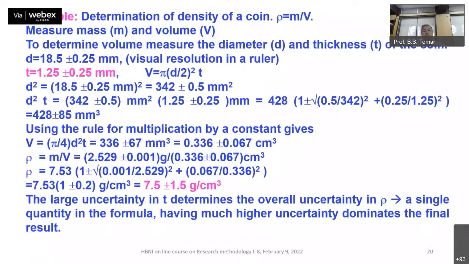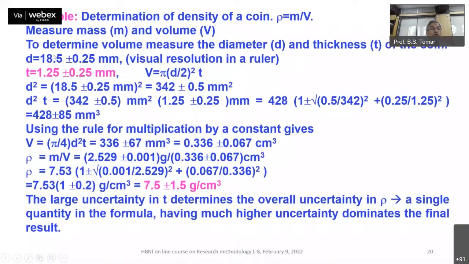I have just given one example on how to determine the error on density. So you determine the density of a coin by measuring the mass and the volume. So density rho equals mass upon volume. You measure the mass, you can weigh it in a balance, and measure the volume. For measuring the volume, since the coins are very thin, you can use a ruler to measure the diameter and thickness of the coin. So the diameter of the coin D and thickness of the coin T.